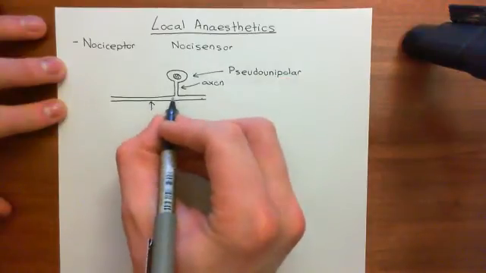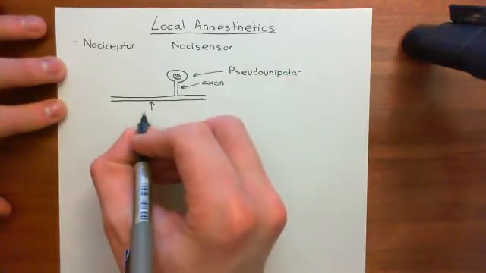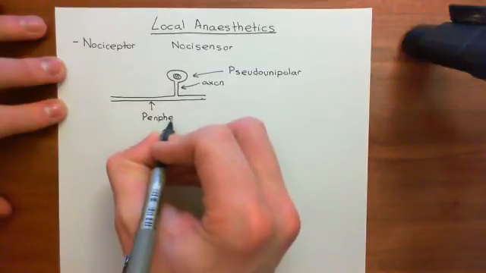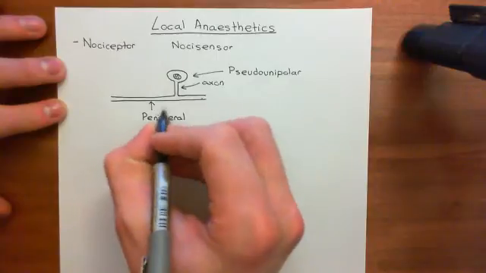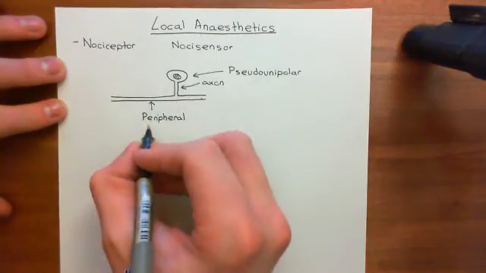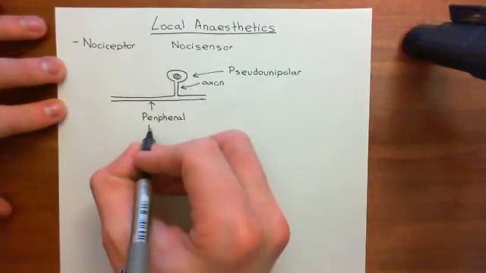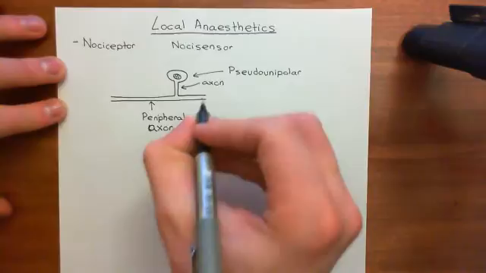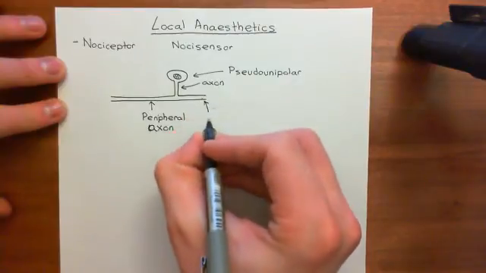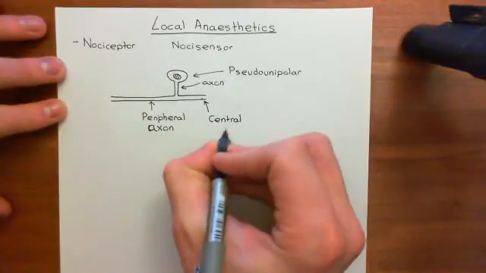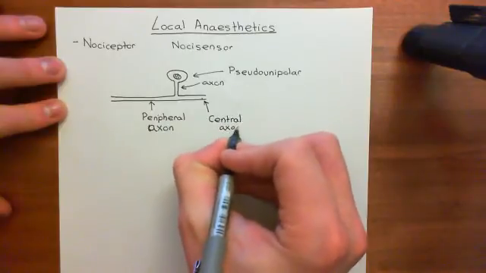Okay, so one of these axons is called the peripheral axon, and that will go off and have its terminal within some peripheral tissue, okay, potentially the skin or some visceral tissue. Okay, so this will go off to the peripheral tissue, and it's called the peripheral axon. Whilst the other axon will go into the central nervous system, and this is called the central axon, so this will go into the spinal cord.